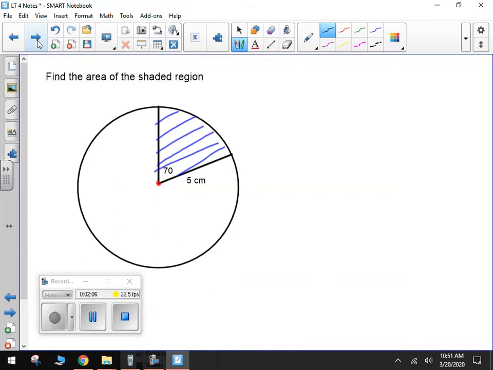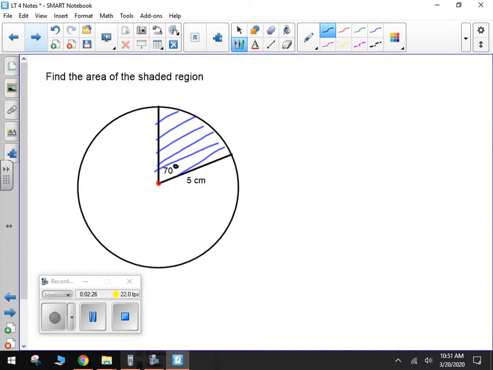So I want you guys to draw this diagram down, pause the video, and try it on your own first. This is degrees, by the way. So go ahead and pause the video and try it on your own. All right, now that you've tried it on your own, let's go through it and make sure you got it right. It wants me to find the area of the shaded region.